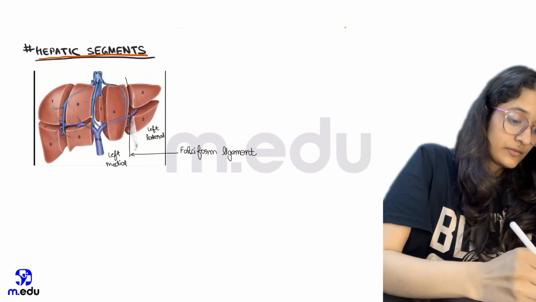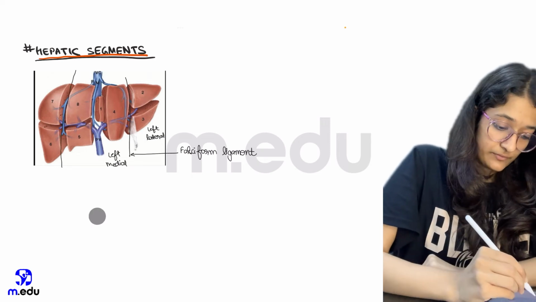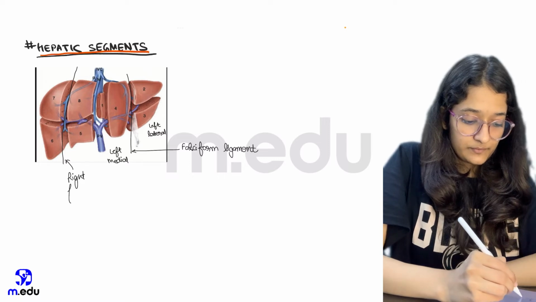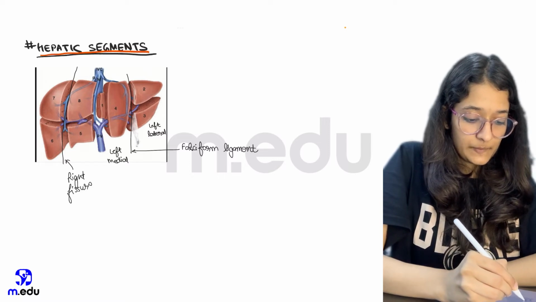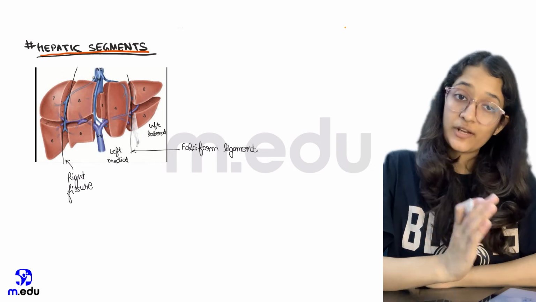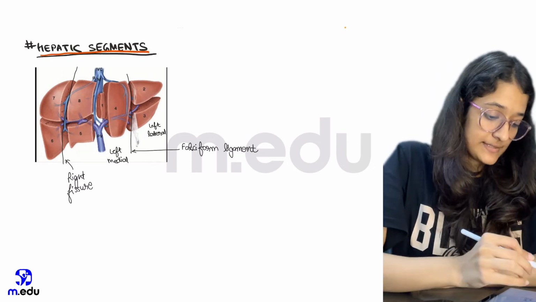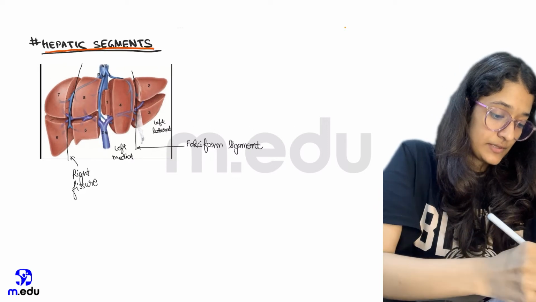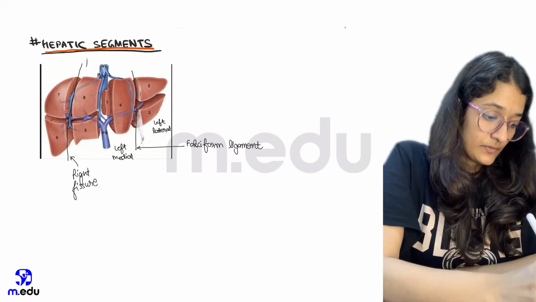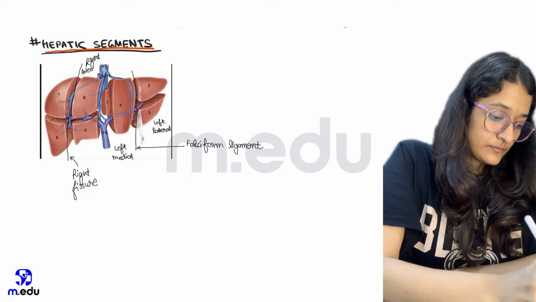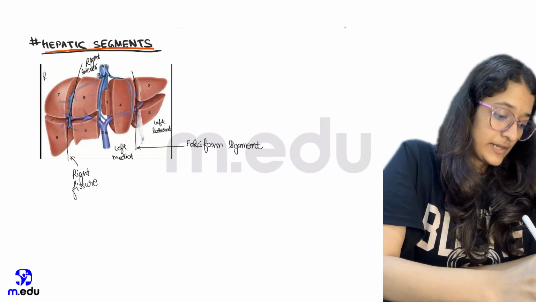And here, the right fissure. It further subdivides the right functional lobe into anterior and posterior segments. So this is the right anterior and this is the right posterior.